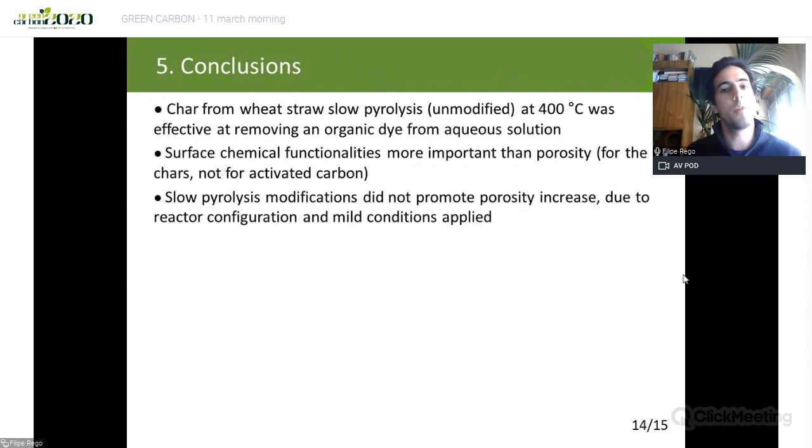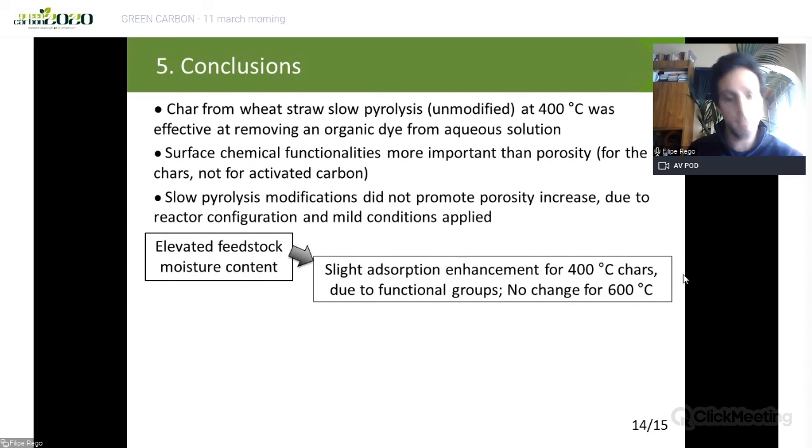To conclude, to summarize the findings, char from the unmodified slow pyrolysis at the lowest temperature was able to remove the dye from solution, the methylene blue, at efficiencies comparable to activated carbon. The surface chemistry is playing a more important role than porosity for the chars, which is interesting. And the modifications do not promote porosity increase or activation itself due to the reactor configuration. So there's a high contact time between vapors and the solids, which maybe is incorporating tars or other compounds in the char, blocking the sites, and also the mild conditions that were applied.